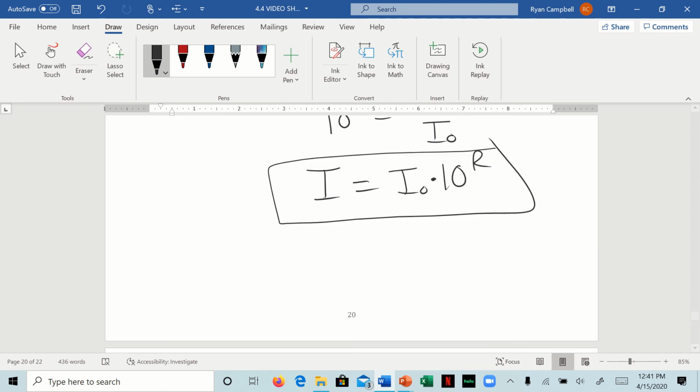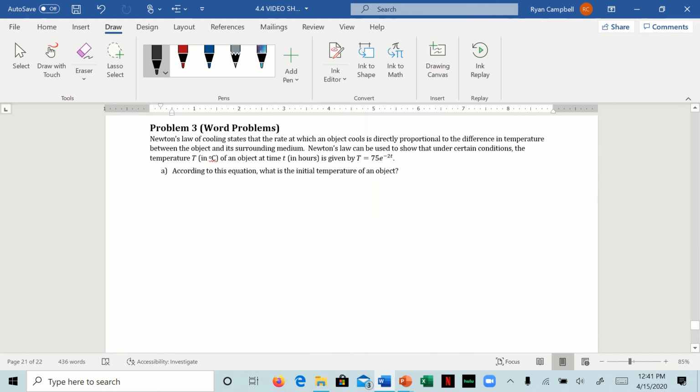All right, last problem. Newton's law of cooling states that the rate at which our object cools is directly proportional to the difference in the temperature between the object and its surrounding. So we can see that for big T being temperature, little t being time, this is the formula for it. So according to this equation, what is the initial temperature of the object?